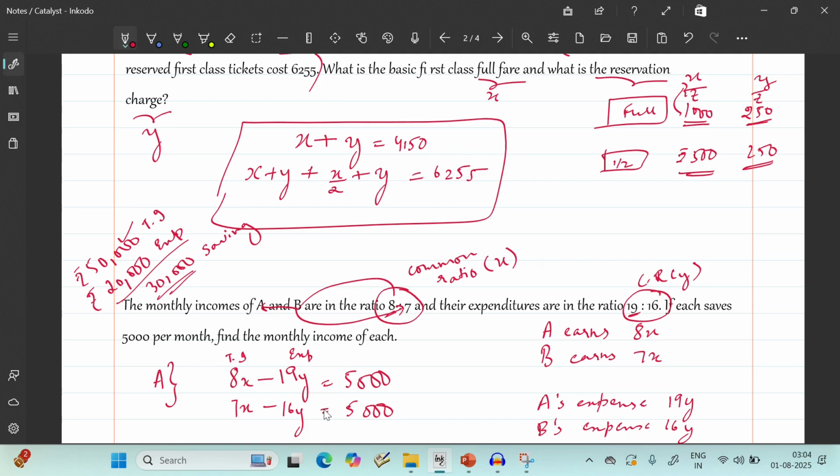Here they have given a ratio. Maybe they won't give you a ratio. Maybe they'll give you some other question where you have to assume A's income as X and expense as Y, something like that. The way of tackling would be the same: total income minus expense will give you how much they are saving. As simple as that. I hope all of these questions are clear now.